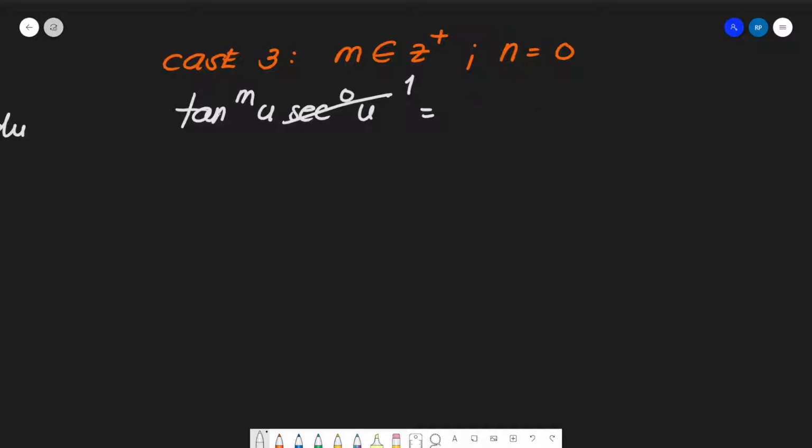Magbabawas tayo ng dalawa dito sa tangent mu. So, we have tangent raised to m minus 2u, tangent squared u. So, gagamitin ulit natin yung formula natin kanina, yung sa identity. Pero saan natin siya isa-substitute? Obviously, hindi dito. Bakit? Pwede kasing add or even to. And kapag nagbawas tayo ng dalawa sa add, add pa rin yun. So, there's no way for us to extract 2 para dun sa identity natin. So, dito natin siya ipapalit, dun sa nilabas na 2.